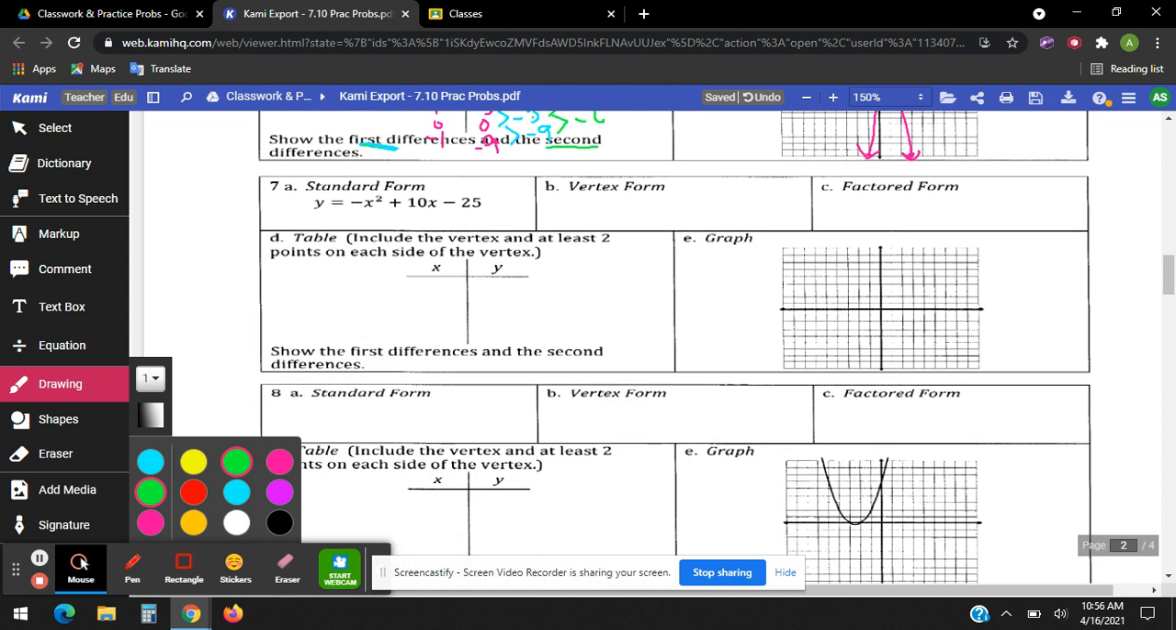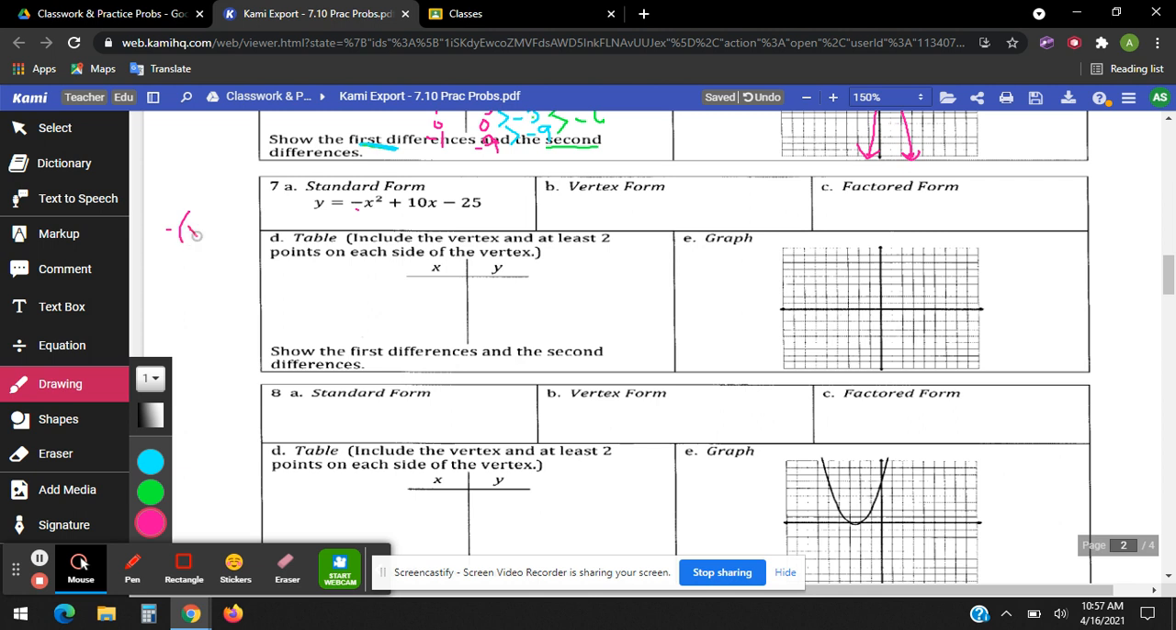Okay, next one. From standard form, we're going to go to factored or vertex. So from here, I'm going to go to factored form first, just to see what happens. So I'm going to factor out my negative. I don't really have much room for this.